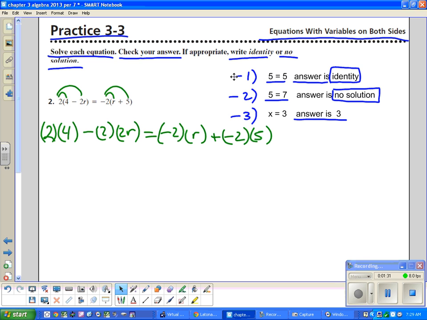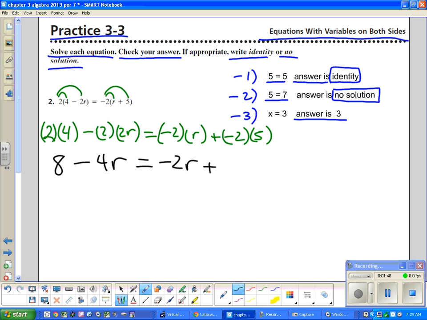So we're going to use our Please Excuse My Dear Aunt Sally skills here, and multiply this all out. Okay, so 2 times 4 is 8, minus 2 times 2 is 4r, equals negative 2r plus negative 10. Okay, now we're going to solve this by getting all the r's on one side. So we need to pick a side. Okay, I'm going to pick this side over here to bring the r's over.